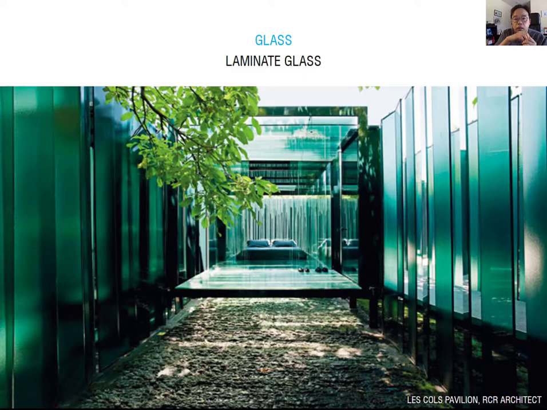It is the Lycor's Pavilion, designed by RCR Architects. It's a hotel project. It uses a translucent green laminated glass mask. It means there are two glass sheets with something between them. You can add any film between, so you can add a transparent film, or some color or polymer, between the two glass sheets. In this project they use a green film.